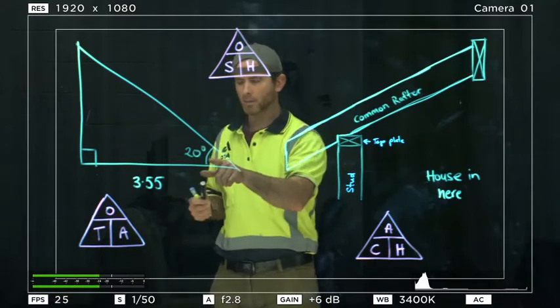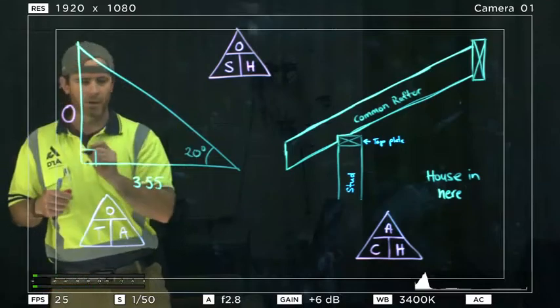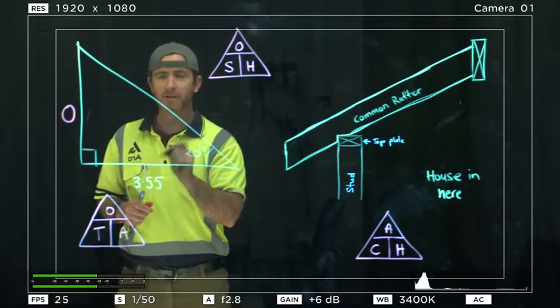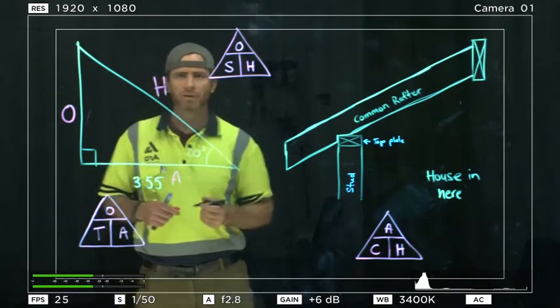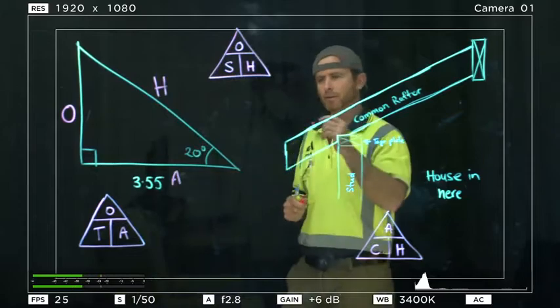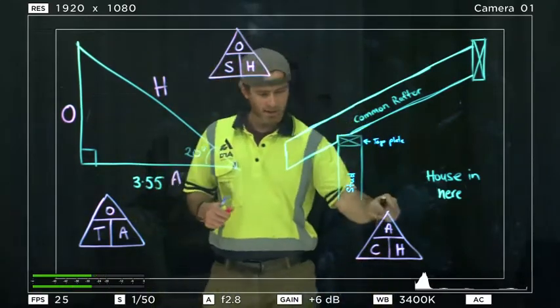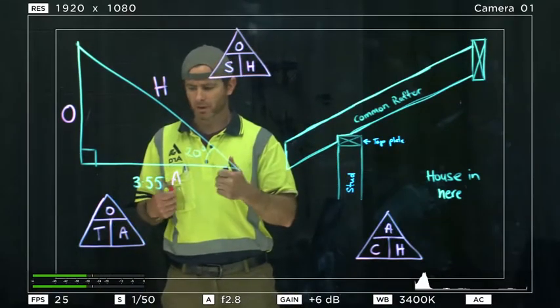Right, angle. Opposite the angle is the opposite. Then adjacent, so next to the angle is the adjacent. So the long side must be the hypotenuse. So we've got A, O, and H. We've got O, H, A, H, O, A. So we're good to go.